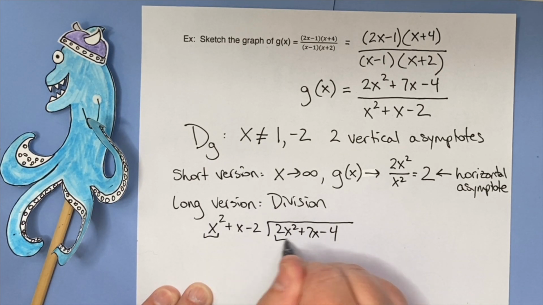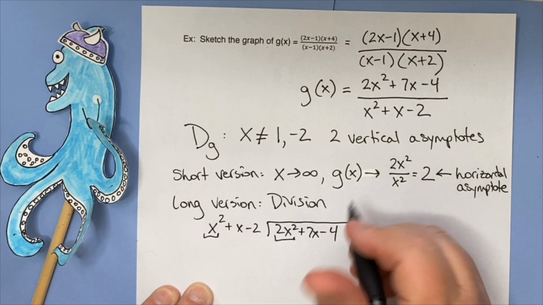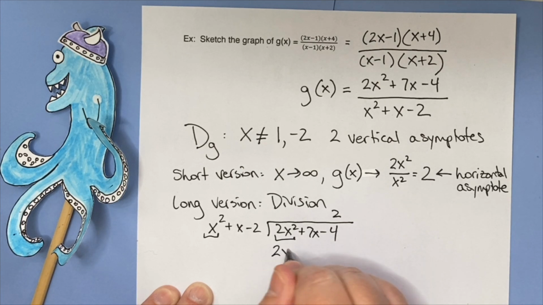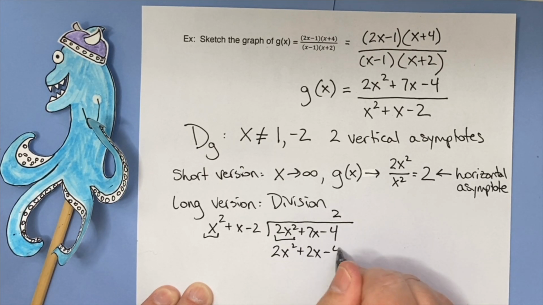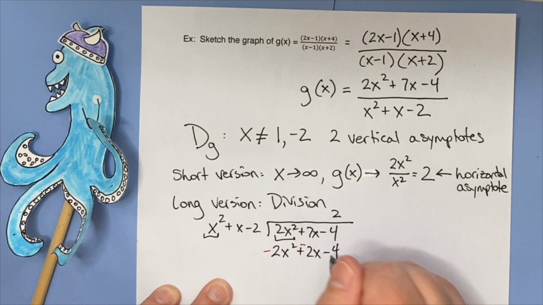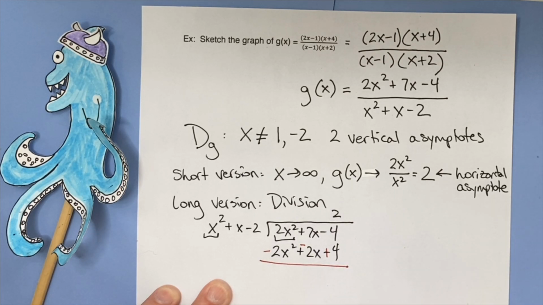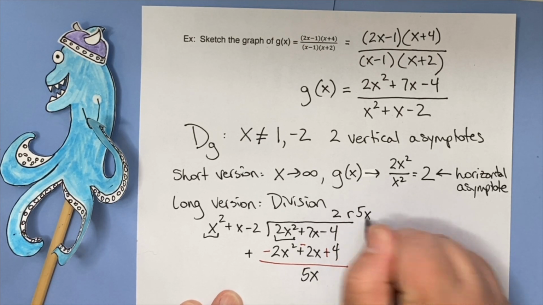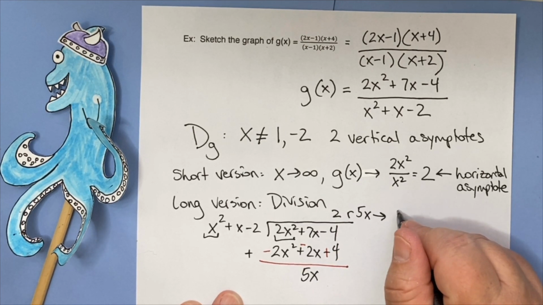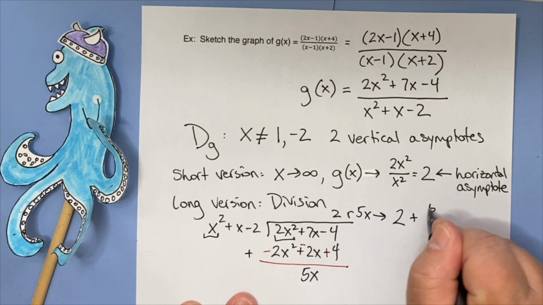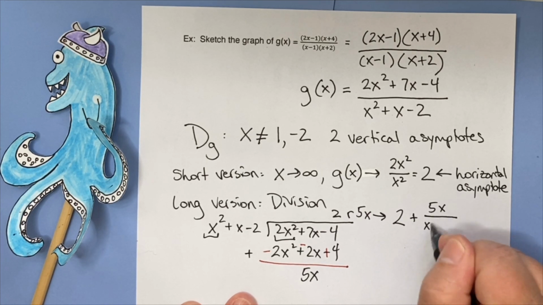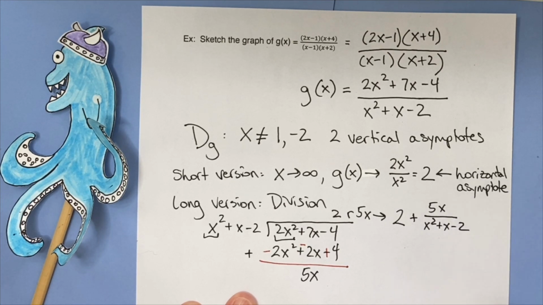What times x squared gives me 2x squared? Well, 2. And then I multiply 2 by x squared plus x minus 2, giving 2x squared plus 2x minus 4. And then I grab my red pen of destiny and I change all the signs. And then I add. And I get 0x squared, 5x, and this is 0. And so the remainder here is 5x. And so the full answer is 2 plus 5x, which still needs to be divided by x squared plus x minus 2.